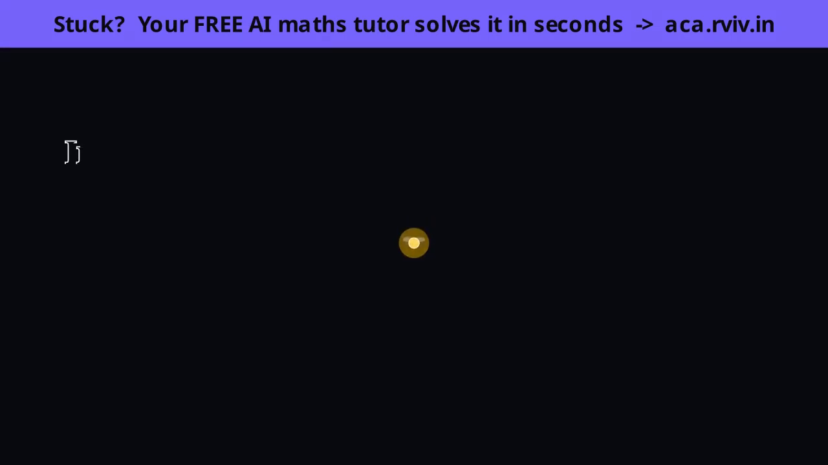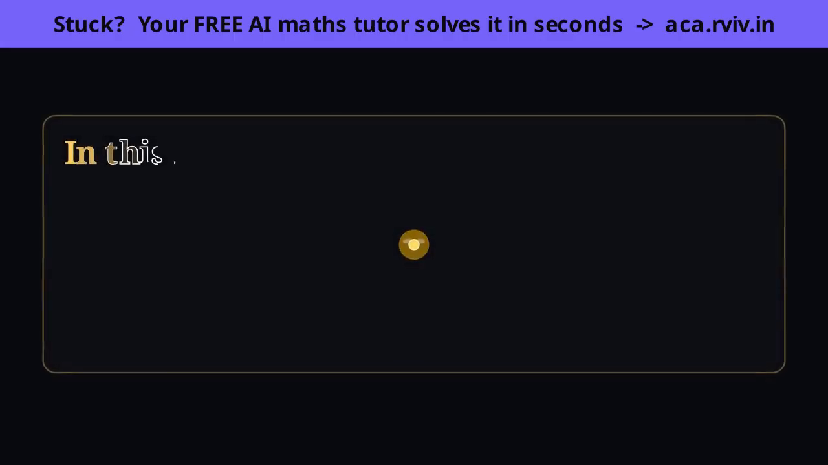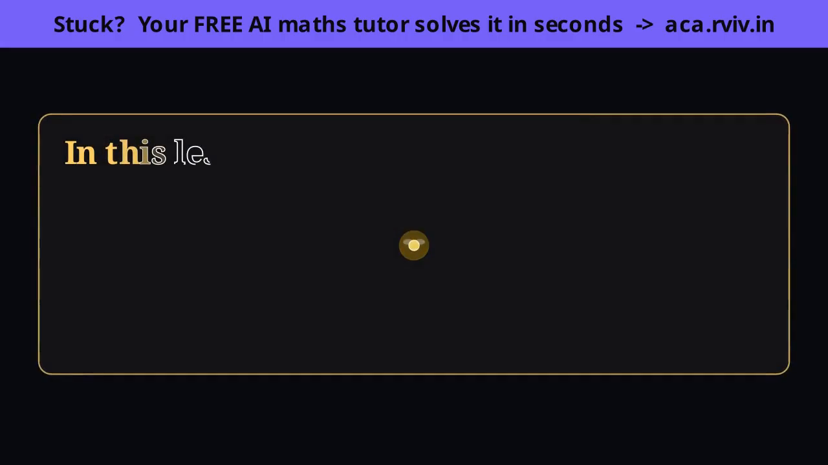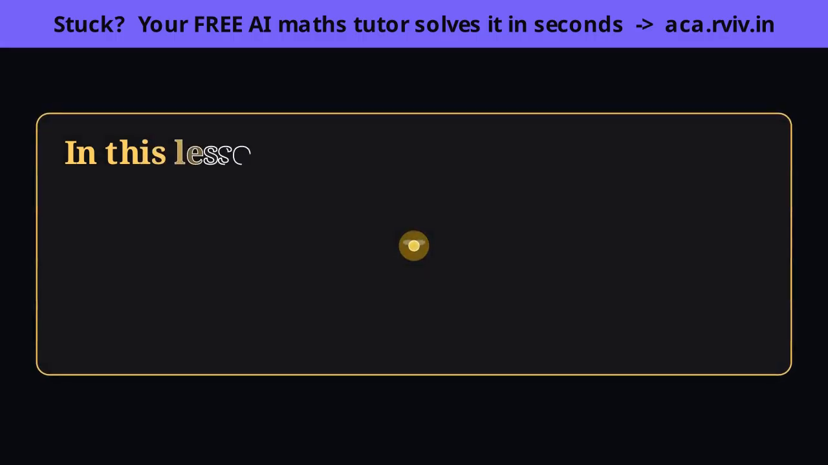Welcome to Chapter 11, Areas Related to Circles. The big idea is beautifully simple. A sector is just a slice of a circle, and its share of the area is exactly its share of the full turn, the fraction theta over 360. From that one idea you'll get the area of a sector and the length of its arc.